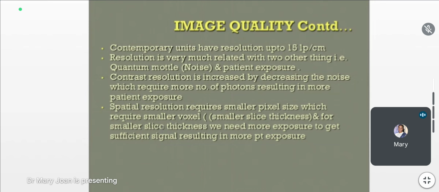Resolution is very much related to two other things, that is quantum mottle or noise, and patient exposure. Contrast resolution is increased by decreasing the noise, which requires more photons, resulting in more patient exposure. Spatial resolution requires smaller pixel size, which requires smaller voxel and correspondingly smaller slice thickness. For smaller slice thickness, we need more exposure to get sufficient signal, resulting in more patient exposure.